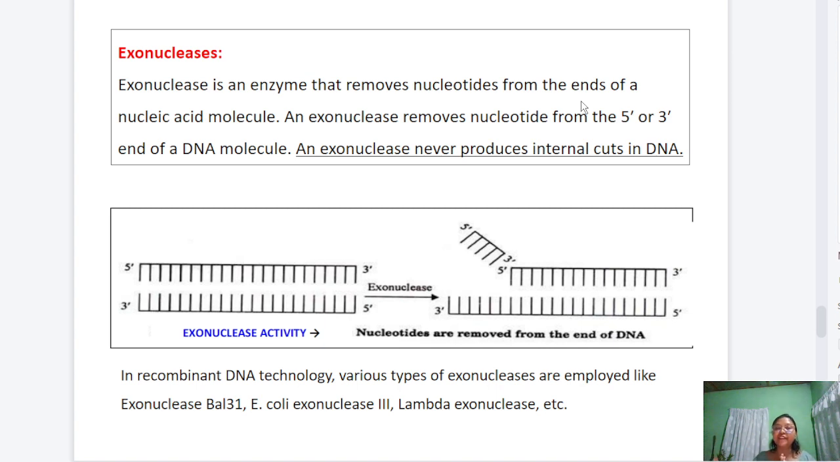Whereas these exonucleases, because they are not targeting the internal or the endo part of the DNA, are only going to cut, chop or cleave the DNA from the terminal. I think it is very clear if you look at this example of the exonuclease activity, how they remove the terminal part of the DNA. So in recombinant DNA technology, various types of exonuclease are employed, like exonuclease BAL31, E. coli exonuclease 3, and lambda exonuclease. So these are some of the examples.